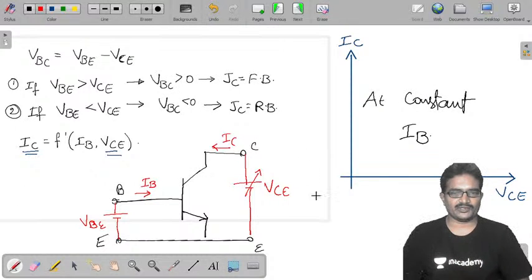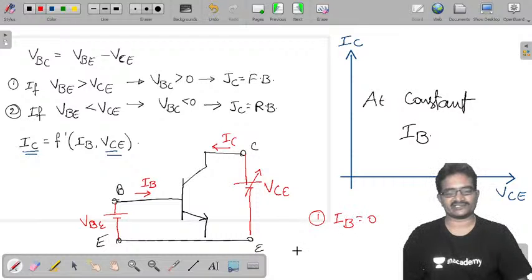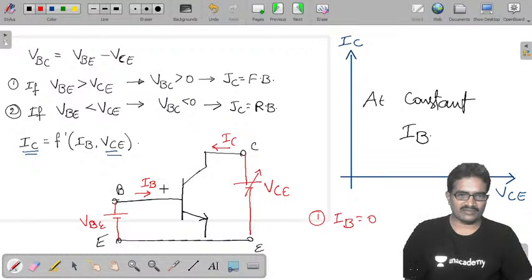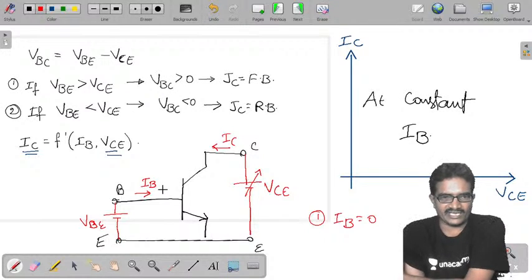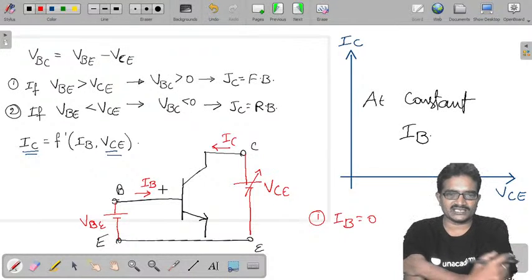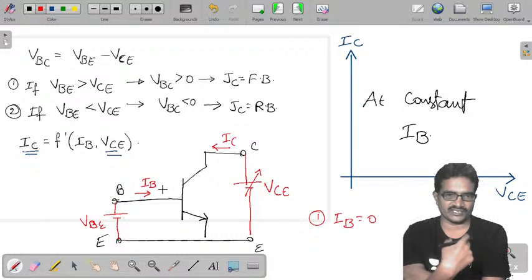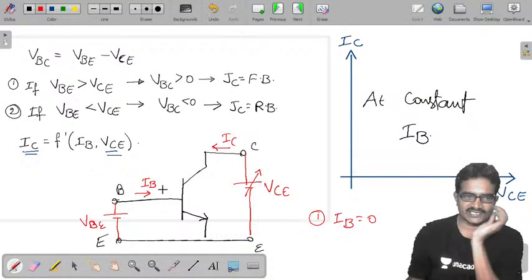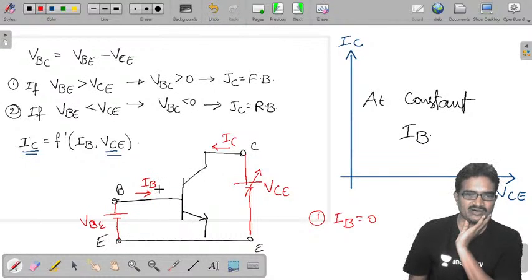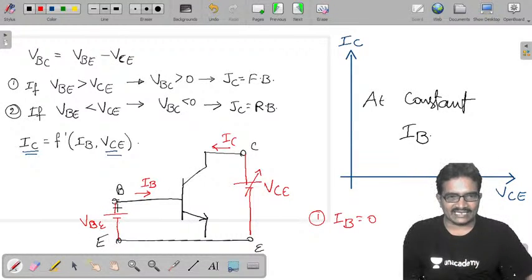First, step 1, I am taking IB equals 0. First case, current is 0. Once IB equals 0, what variations take place? First we need to identify that. IB 0 means if you are not applying any voltage between these two, then IB equals 0. That is one step. And by connecting VBE 0 also, you can make IB 0.